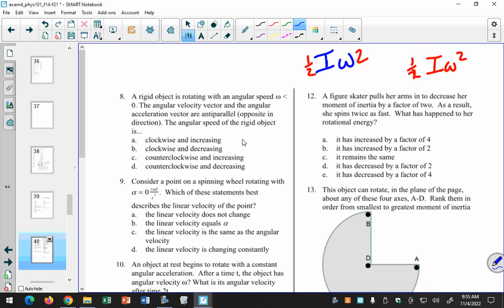So my I is changing by a factor of 1/2. My omega is changing by 2. So that's 1/2 times 4. So my kinetic energy is now twice what it originally was. So the energy has increased by a factor of 2, which jives with what I think it might mean, because you pull your arms in, that makes your I go down, so you spin faster, and since the energy is dependent upon omega squared, even though I is going down, omega is going up by the same amount, but because it's a quadratic relationship between K and omega, K is ultimately going to go up.